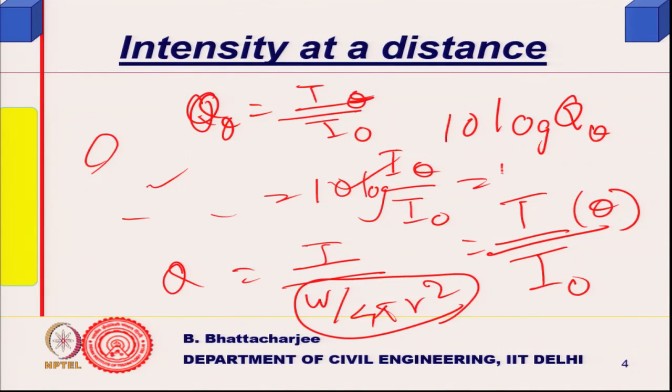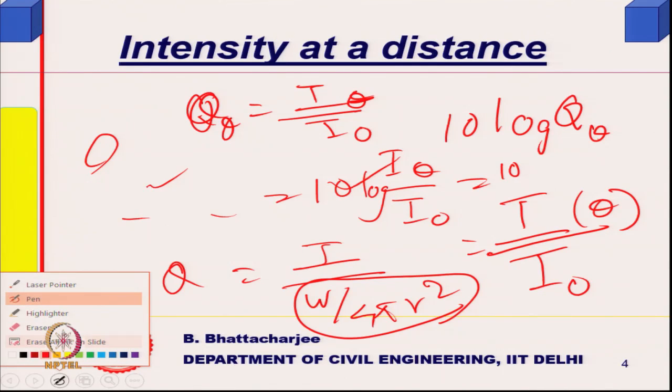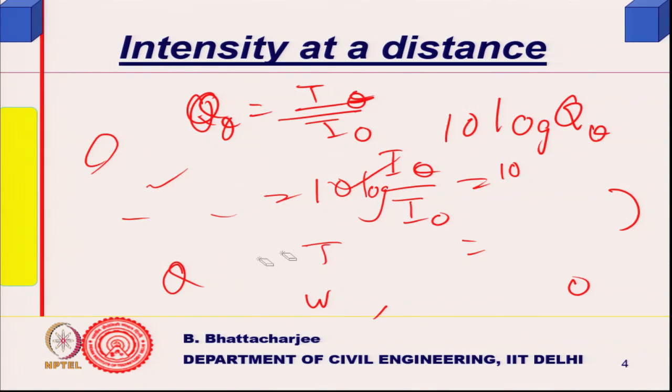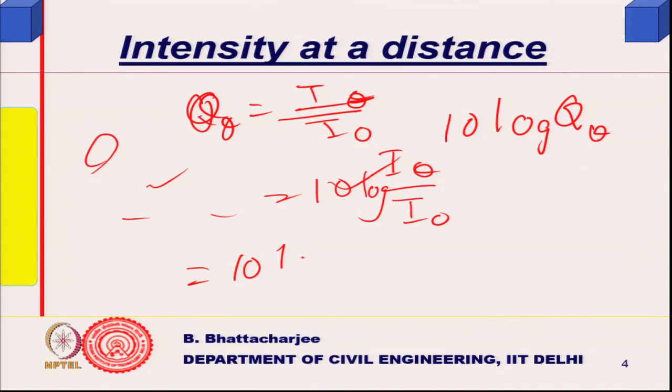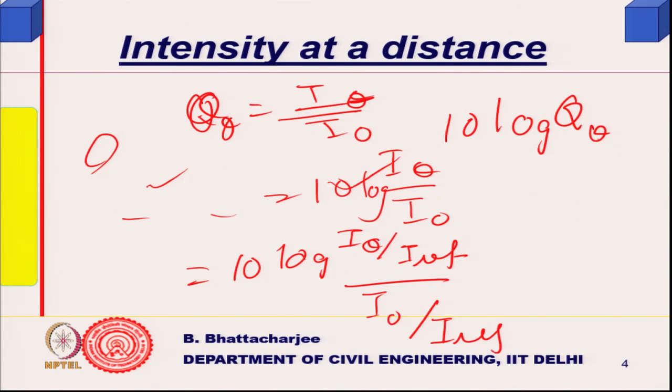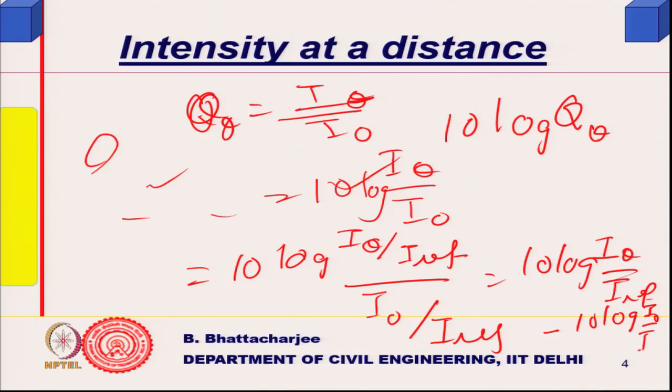And this can be written as 10 log of I theta divided by I reference, divided by I 0 by I ref, which means I can write it as 10 log of I theta by I ref minus 10 log of I 0 by I ref. And what is this? This is SIL 0 and this is SIL theta.